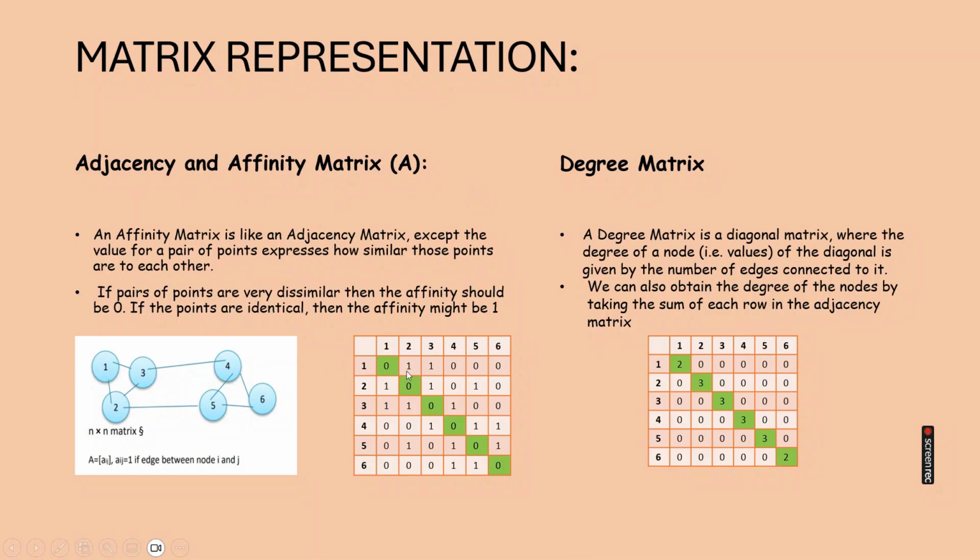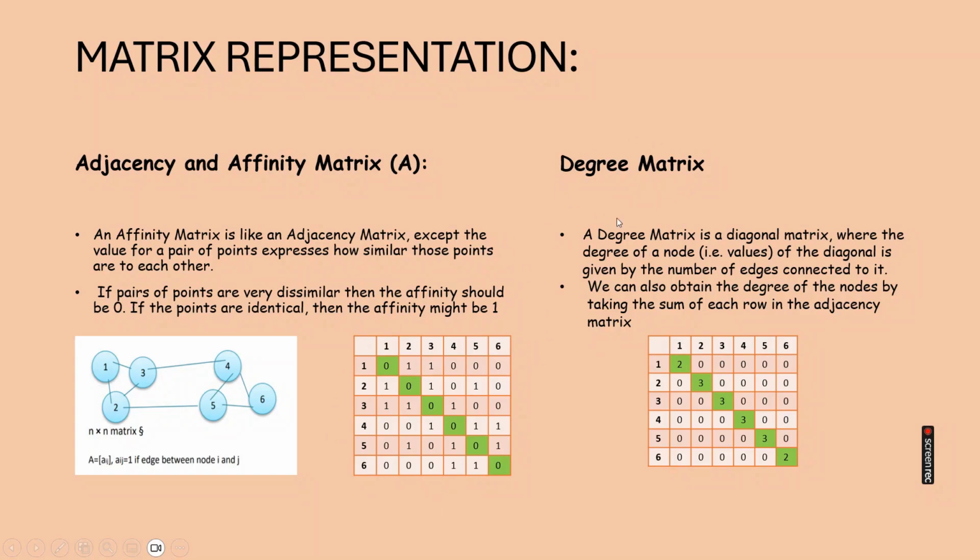1 is connected to 2, we have 1. 1 is connected to 3, so we have 1. 1 is connected to 4, no, so we have 0. 1 is connected to 5, no, we have 0. 1 is connected to 6, no, we have 0. Likewise, we will find all the values for all the nodes till 6. The diagonal values will be 0 here. So this is the affinity matrix.